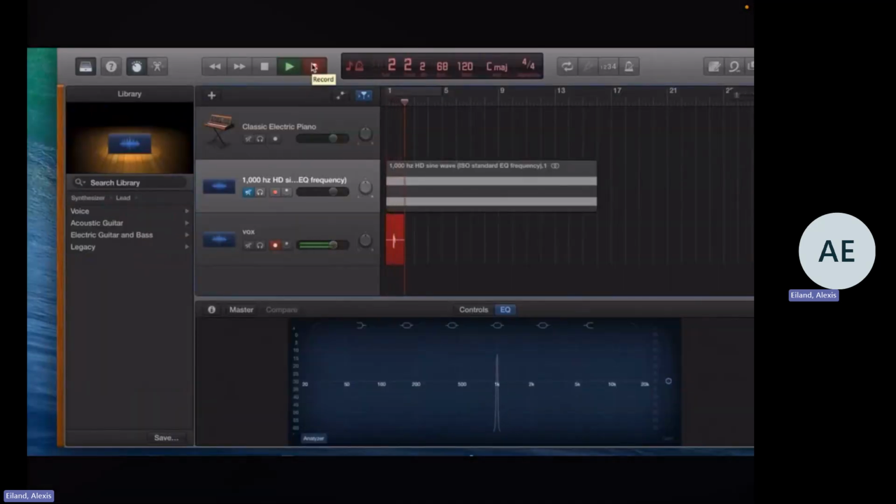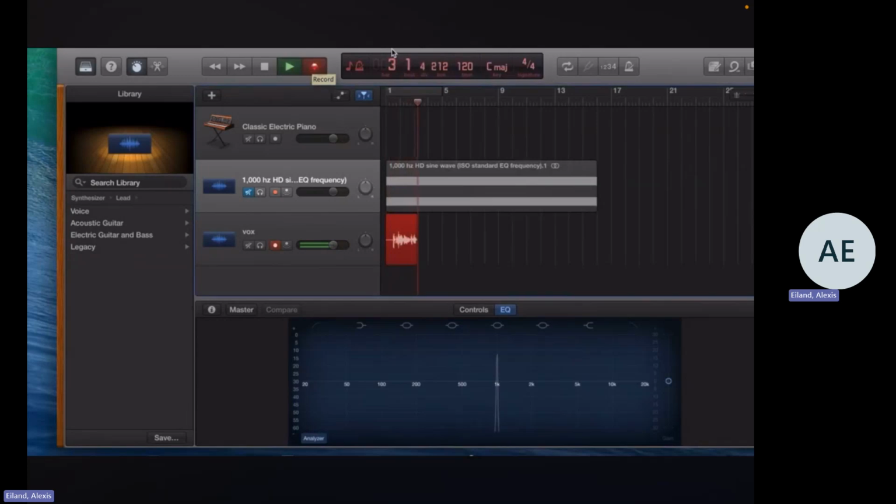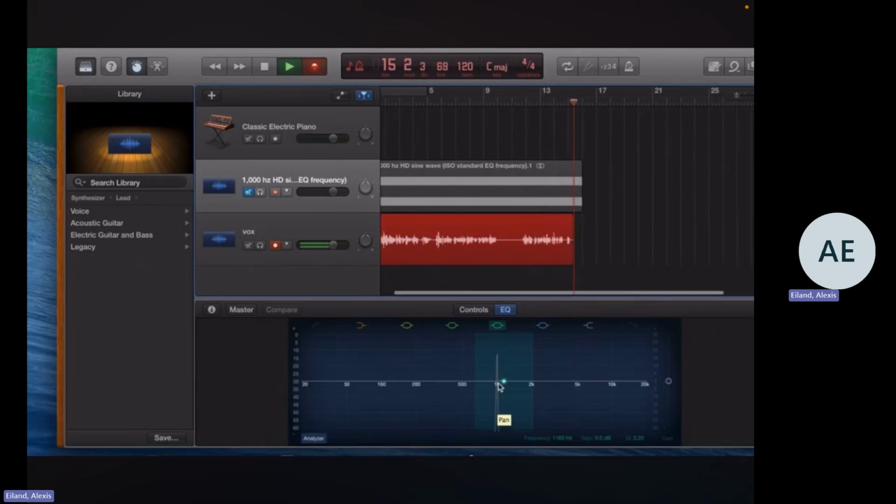Okay, so this tutorial is to show you the difference between a pure versus a complex tone in frequency analysis. First I'm going to play for you a sine wave, and I'm going to let you look at what it looks like on the EQ screen with the analyzer. You can see that when you listen to a sine wave, it is just one frequency, and in this case this is a 1000 hertz frequency.